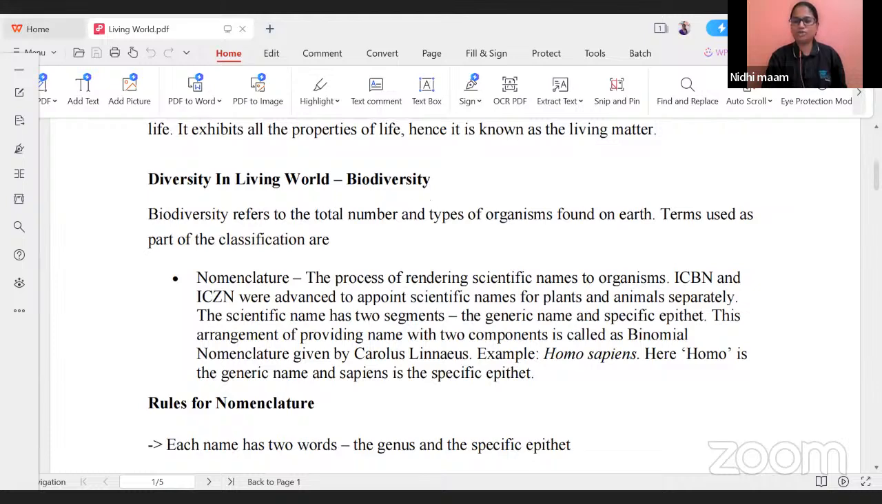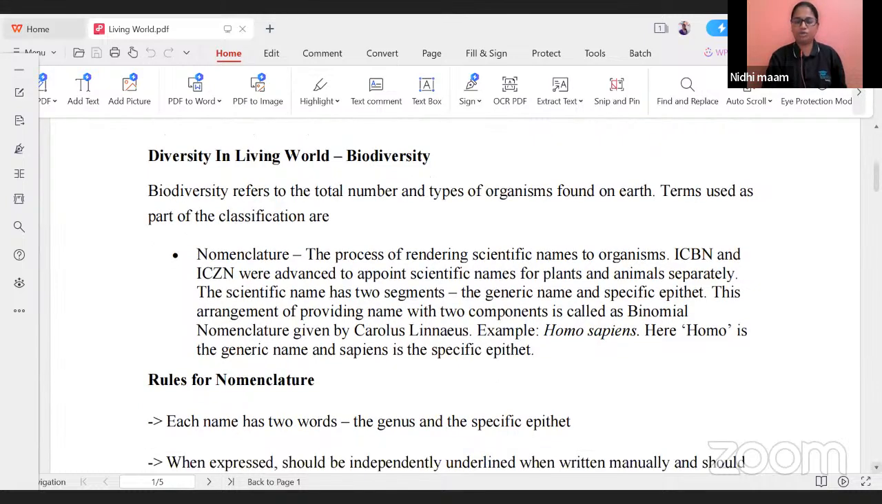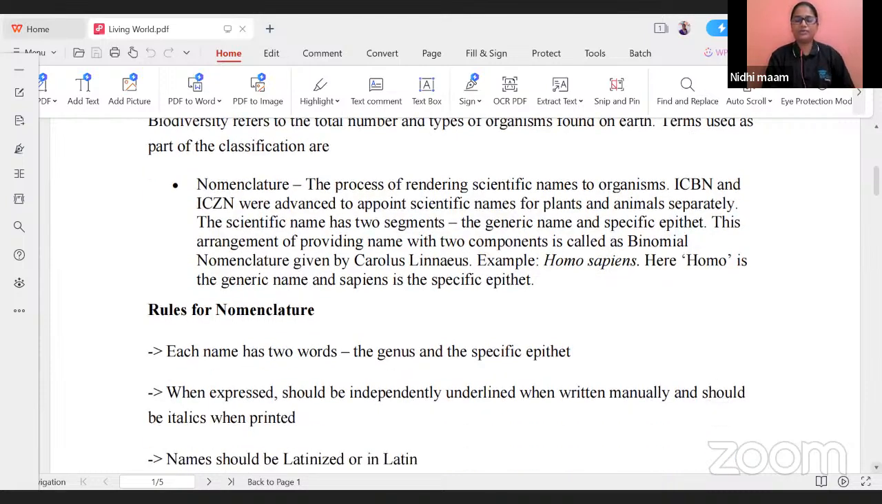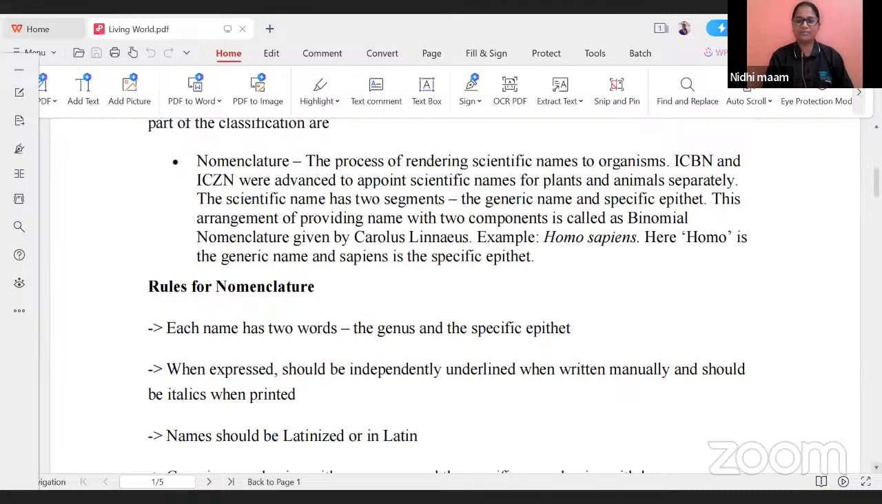NEET questions will be including this. Nomenclature is the process of assigning scientific names to organisms. What do you mean by nomenclature? Just remember it as naming. How you give scientific names to organisms is called nomenclature. An organization named ICBN will name the plants, and ICZN will name the animals.